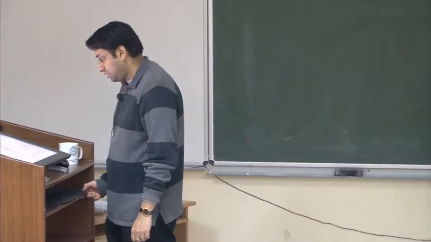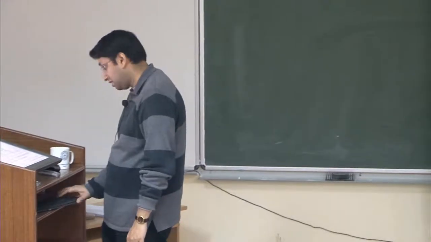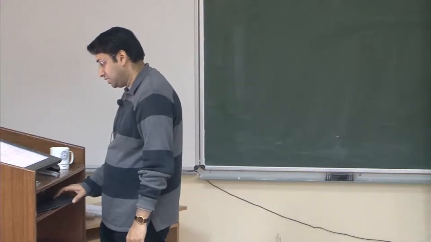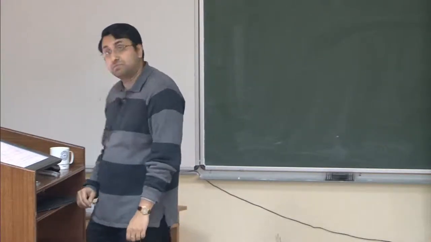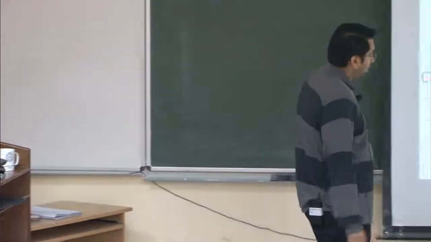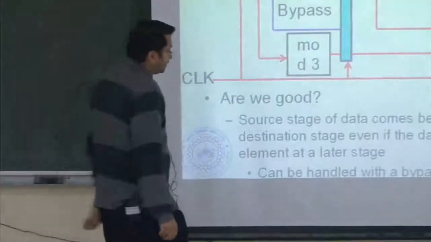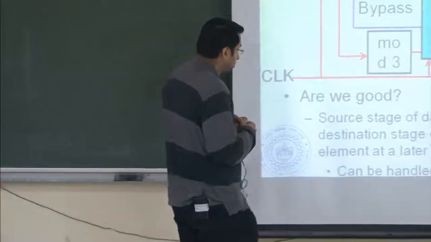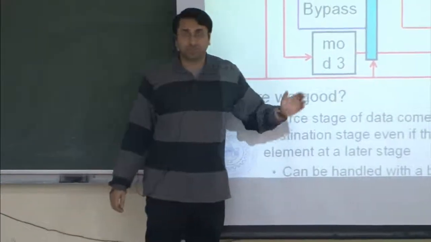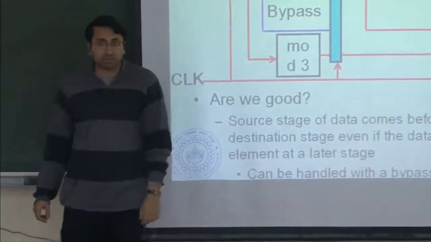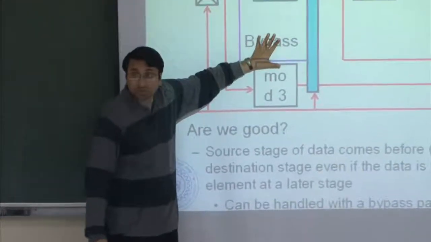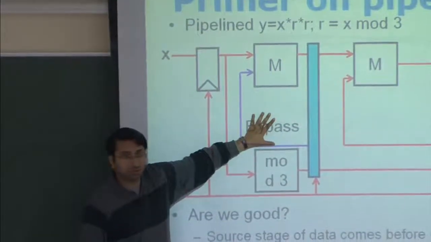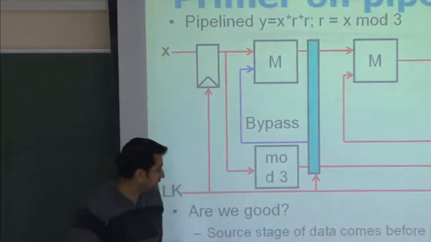Okay, so going back to where we started. We were looking at this particular computation. So you wanted a bypass path to correct it. And we said that if the source stage of data comes before or equal to the destination stage, even if the data is written to a storage element at a later stage, we can resolve such a hazard by a bypass. In this case, the source stage is this one, where I produce R. And the destination stage is also this one. So with a bypass, I can resolve it.